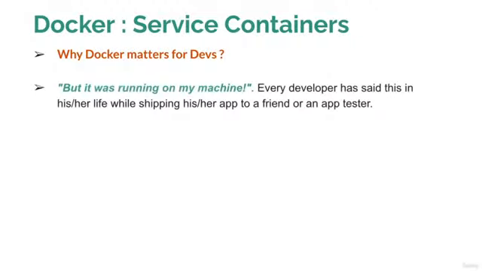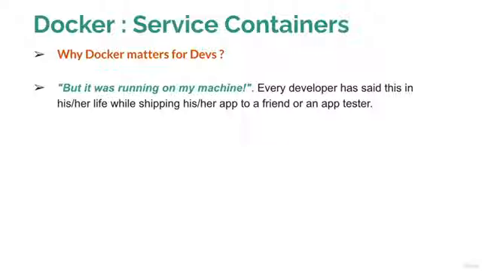This is a very famous statement, and I believe either you have heard it in your career or you have already said it to someone else: but it was running on my machine. Generally software developers use this line when the application breaks on someone else's machine, either a friend's machine or the software tester's machine. And I believe every developer has said this in their life while shipping the app to a friend's or tester's machine.